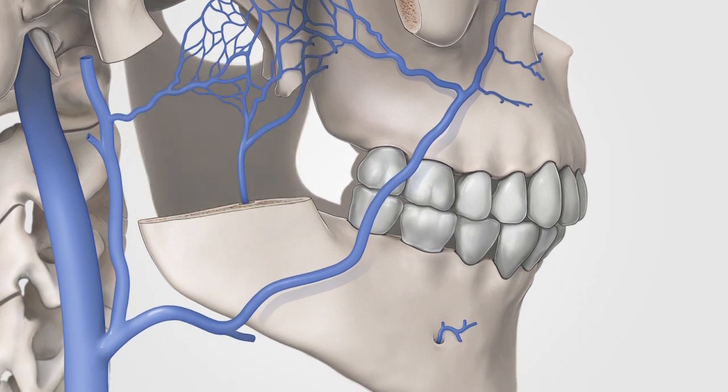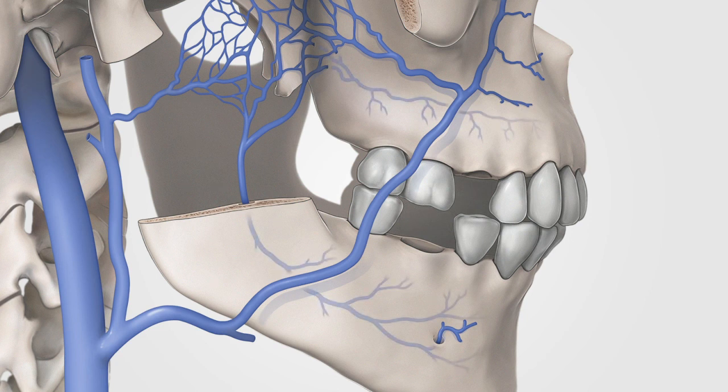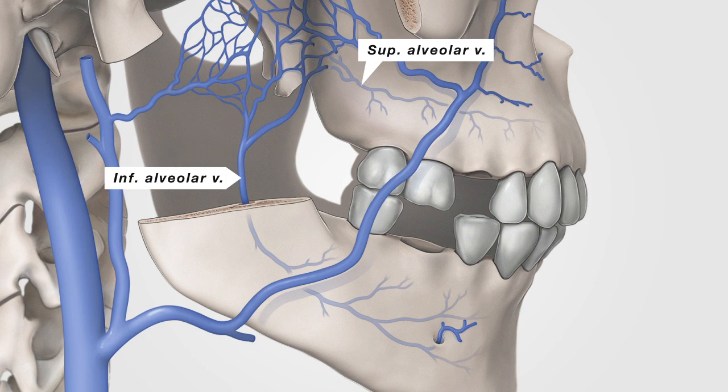Similar anastomoses are relevant to routine dental procedures too. Following a tooth extraction, for example, small blood vessels in the maxilla or mandible may be left vulnerable to infection or emboli. From these regions, blood passes through the superior alveolar veins or inferior alveolar veins before reaching the pterygoid plexus.